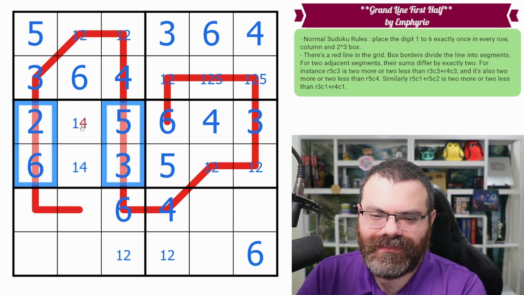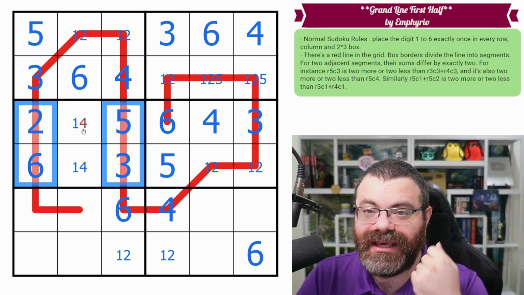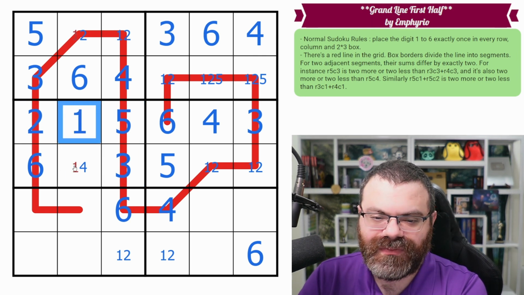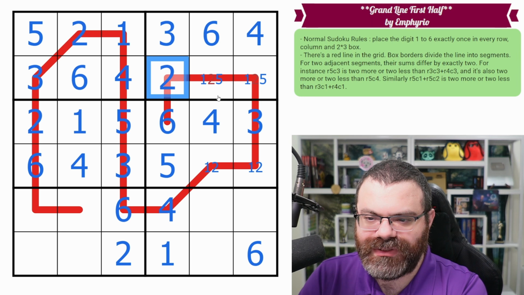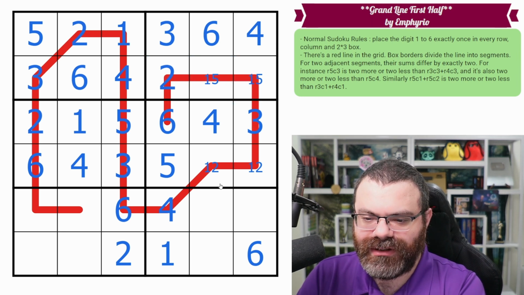So you can't use a 1 in a 2-cell sum to 8, and you can't use a 4 in a 2-cell sum to 8. So that's 1, that's 4. At least not in a 6x6. That's 2 and 1. That's 2 and 1. That's 2. And we are cleaning up here.